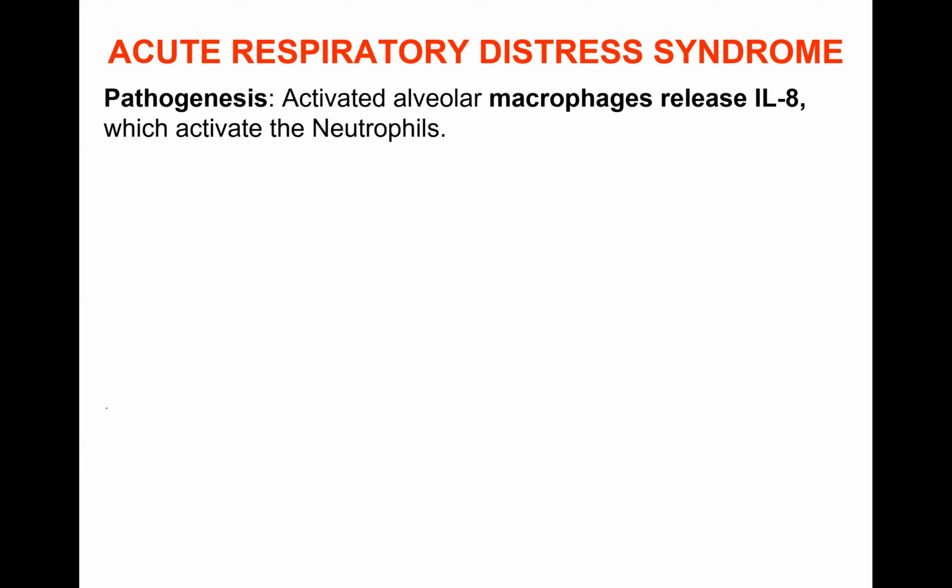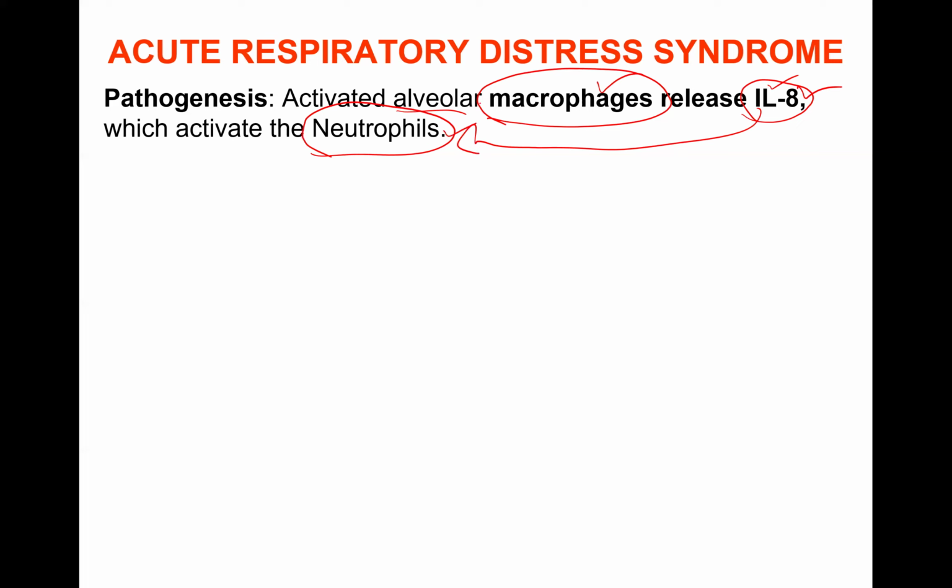Good. So pathogenesis, most of the part we understood: neutrophils get activated. How? Actually activated alveolar macrophages, which are activated due to inflammation, release interleukin 8. You know interleukin 8 is an important factor to activate neutrophils. So macrophages, the cousins or brothers of the neutrophils, release interleukin 8 to activate neutrophils. Now neutrophils will release what? They will release proteases and free radicals.